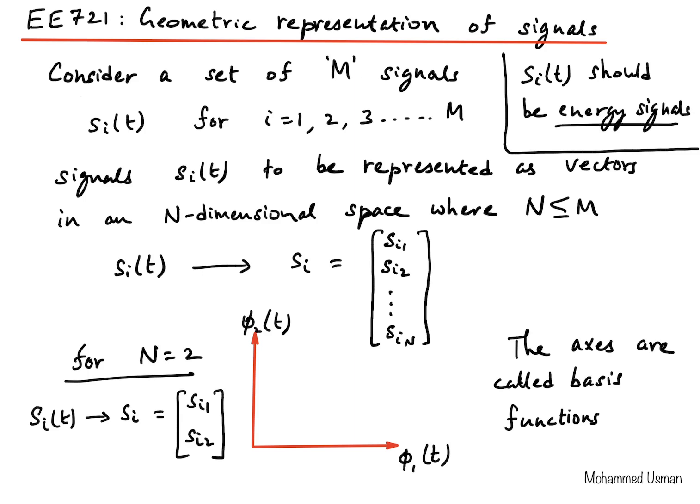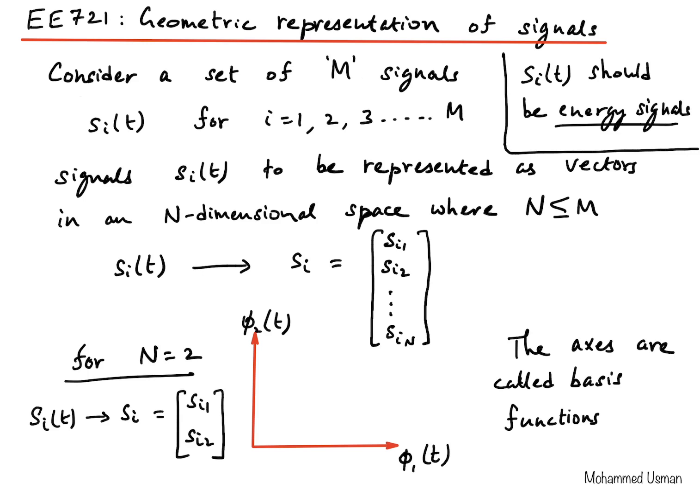Now what do you mean by energy signals? You can refresh from your undergraduate. Just read the text and you will find what is the meaning of energy signals. I won't go into that. So signals are usually classified as energy signals and power signals, so you can refresh yourself as to what exactly is meant by energy signals. And so that's the first condition that the signals must satisfy for us to be able to represent them as vectors in an n-dimensional space.